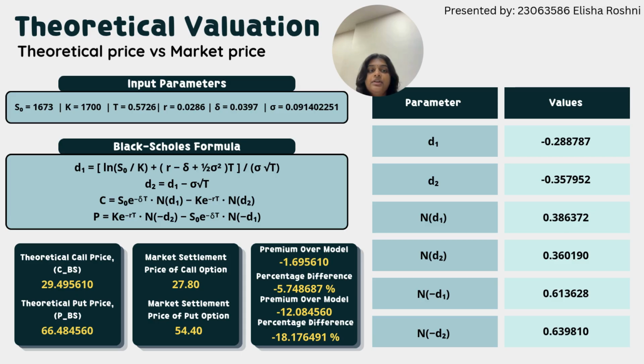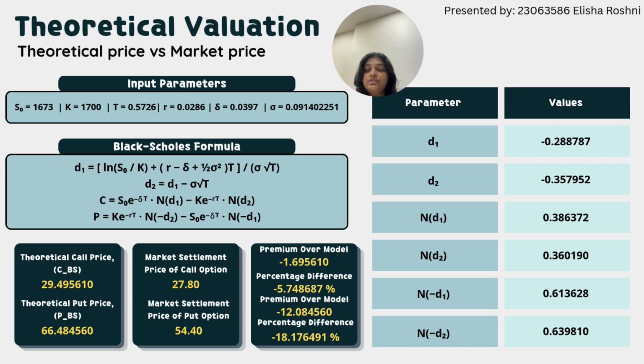Moving on to the theoretical valuation, this slide presents the option pricing results using the Black-Scholes model and compares the theoretical values with the actual market prices. Using the Black-Scholes formula, we first calculate the values of D1, which is negative 0.288787, and D2, which is negative 0.357952. Next, we find the corresponding N(D1) and N(D2) to find our theoretical call price and theoretical put price.